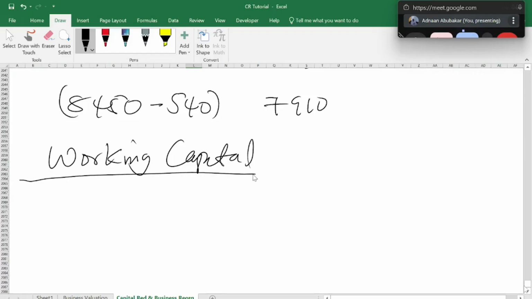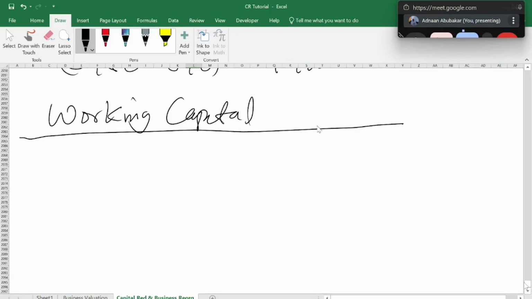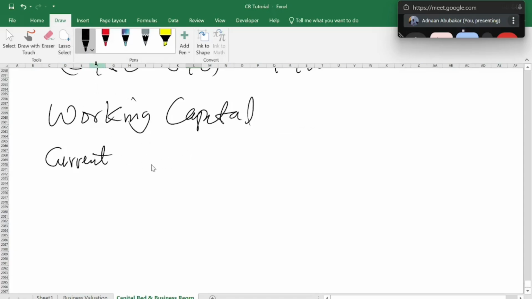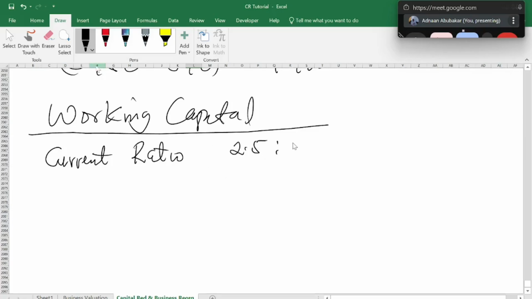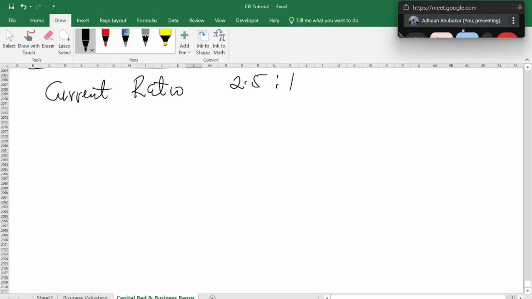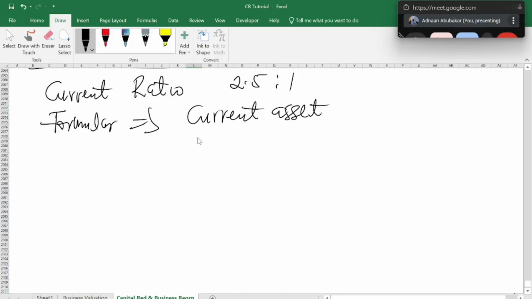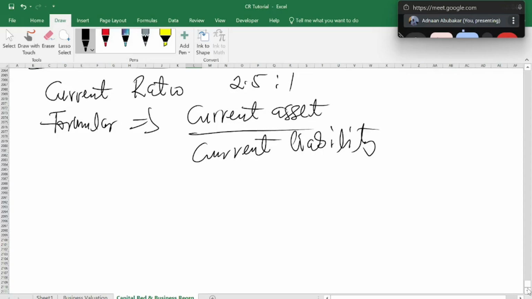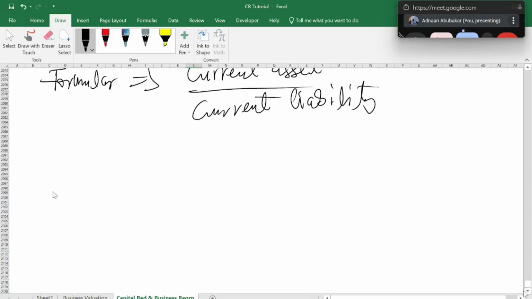So how do we determine the working capital or injection of new money into the company? So they've given you the current ratio. So the current ratio is 2.5 is to 1. Right? So how do we go about it? And you know what is the formula for current ratio? Current ratio is current asset over current liability. So this is how you go about it. First, line up all your current liability.